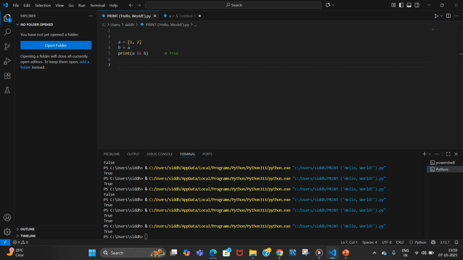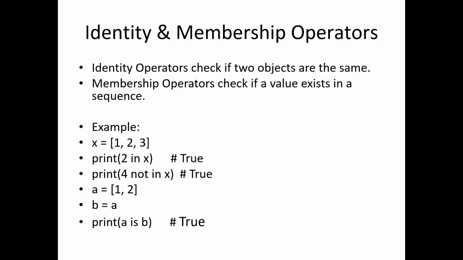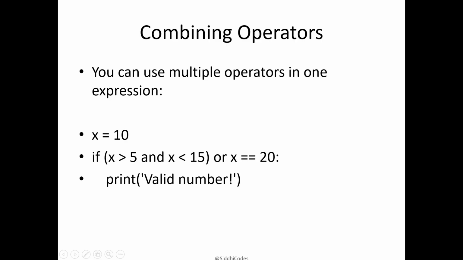Let's go to our next slide, that is combining the operators. Often we will need to combine different types of operators into a single expression. For example, this code checks if x is greater than 5 and x is less than 15, or x is equal to 20. If the statement is true, then it will print valid number.